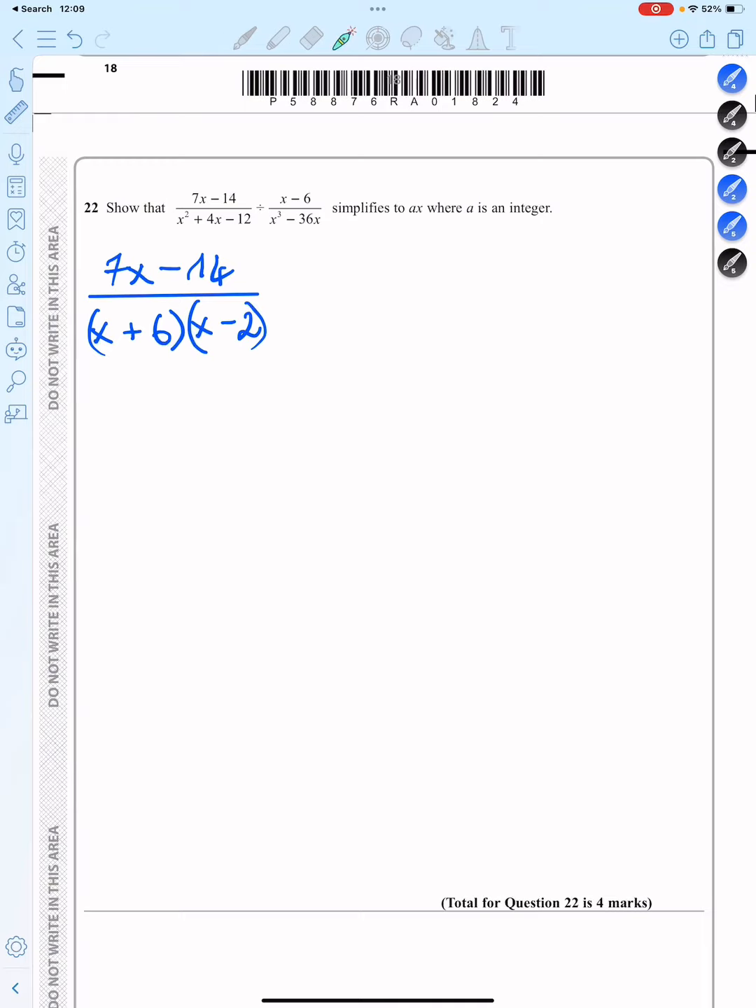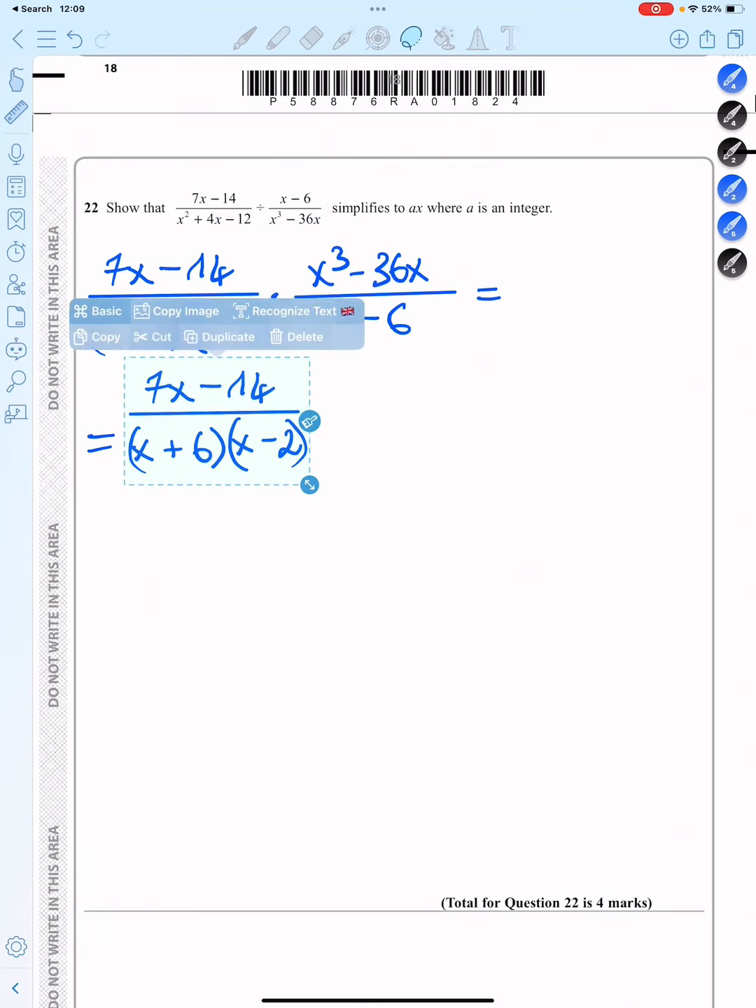Now here we have a division, so we're going to multiply by the inverse, right? So we're going to flip this fraction. So we're going to have x cubed minus 36x on the numerator and x minus 6 on the denominator, right? Now we're going to try to factorize this as well. This one would not change, I'm just going to put it here.